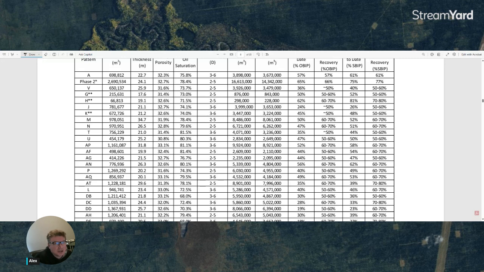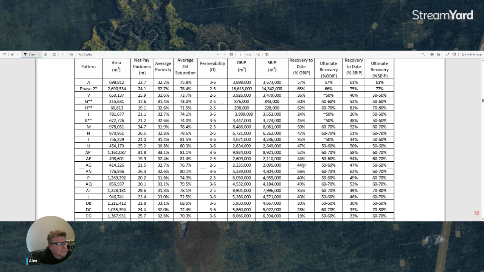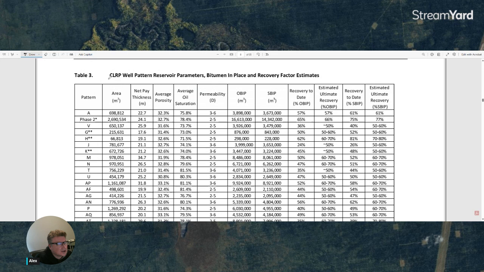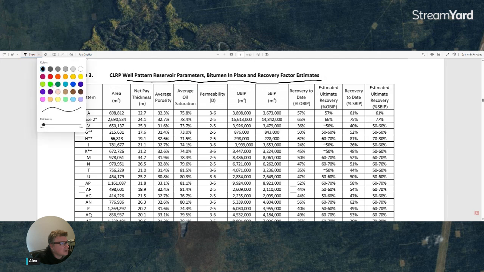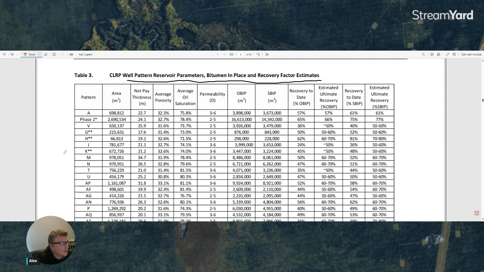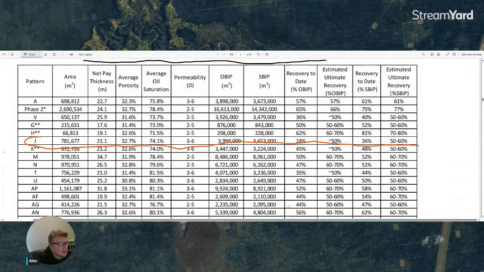And this is just one example. You can see here well pattern, reservoir parameters, bitumen in place, and recovery factor estimates. So here, let's pick one random pad. We will call this pad J right here, and do maybe more of a zoom-in analysis of the J pad. So this is the J pad.